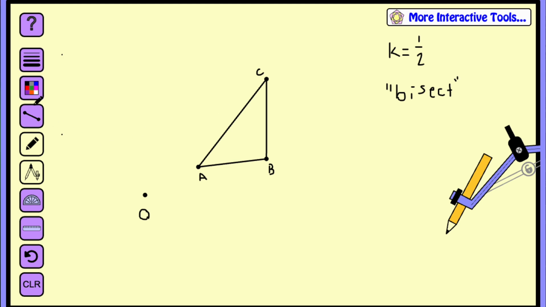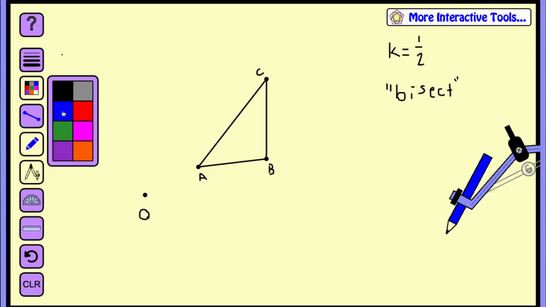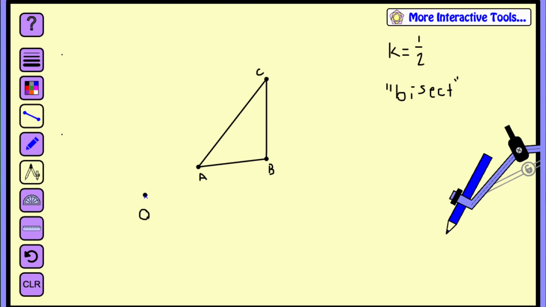But before we do that, we are just going to draw some segments with our straight edge from our center of dilation.